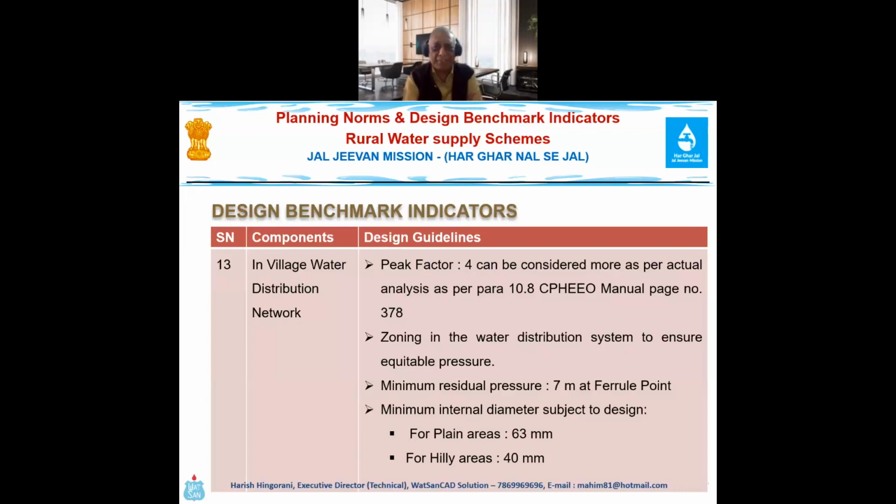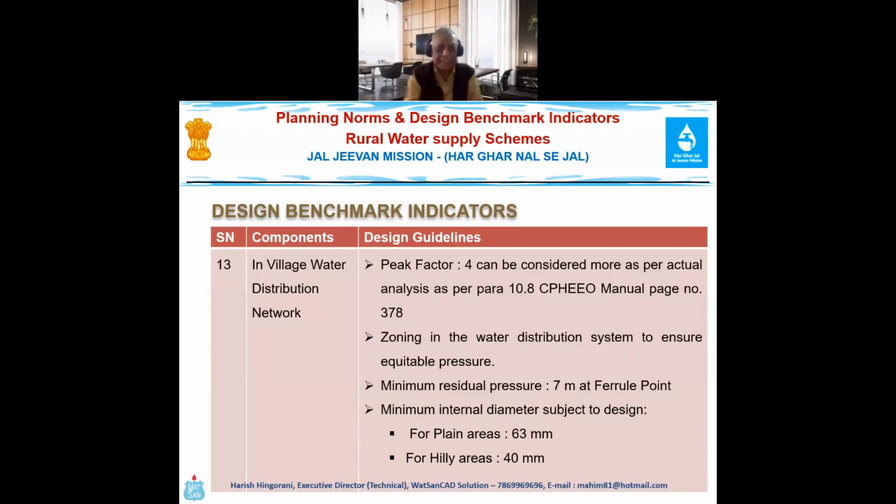Minimum internal diameter, subject to design, for the plain areas can be considered 63 mm. I clearly suggest 63 mm. In the CPHEEO manual it is 80 mm, but that is for the urban water supply scheme. Here we are planning for the village, even for the habitation water supply scheme. So this is one of the cost optimization processes. This has been adopted in Madhya Pradesh and is running very nicely and successfully.